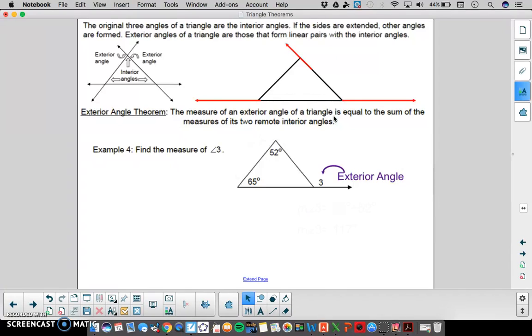Let's talk about what remote interior means. Remote interior angles are the ones inside the triangle that do not touch angle 3. Angle 3 is outside here. The angle that's adjacent to it is the angle inside the triangle, and the two that are non-adjacent to it are the remote interior angles. So 65 and 52 degrees are the two remote interiors. According to the exterior angle theorem, angle 3 will just be the sum of 65 and 52. So the measure of angle 3 is 117.